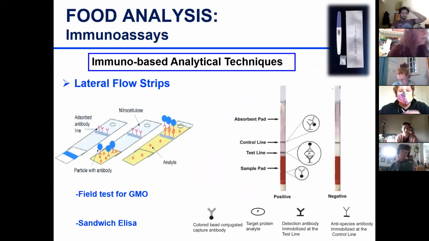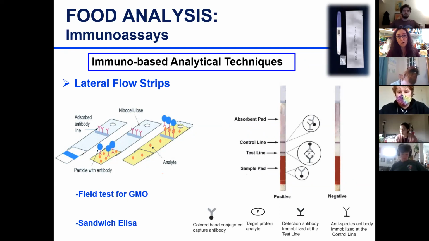This is a common tool that you use, especially in the field when you don't have elaborate labs to run an ELISA or a Western blot. So you use test strips, which are lateral flow strips. The way they work is very cool. They are a form of sandwich ELISA.